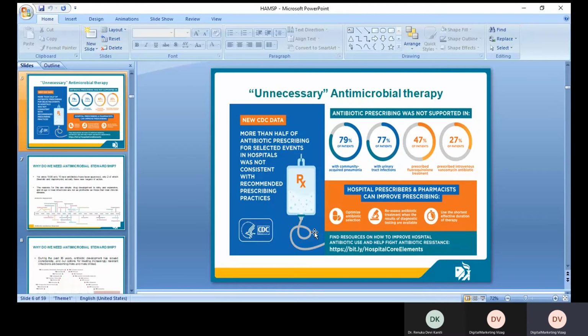So this is the recent new CDC data, which shows that antibiotic prescribing was not supported in 79% of the patients with community acquired pneumonia, and 77% of the patients with urinary tract infection, and 47% of the patients were prescribed fluoroquinolones unnecessarily, and 27% of the patients were on IV vancomycin therapy unnecessarily.